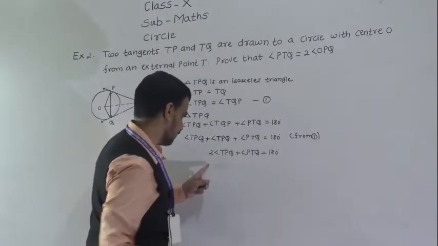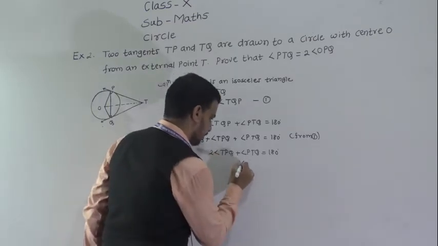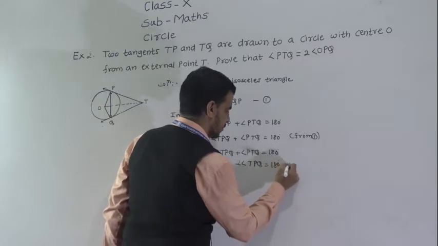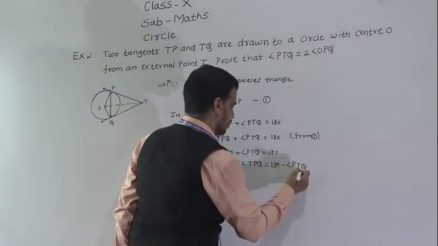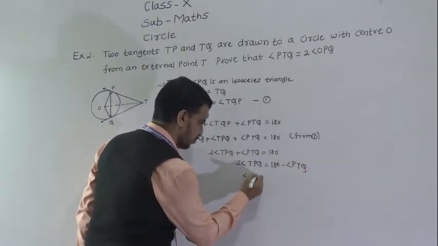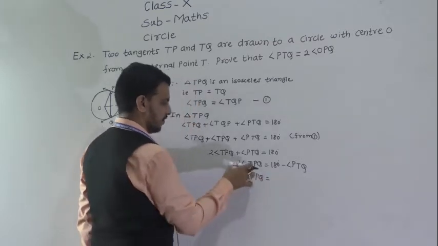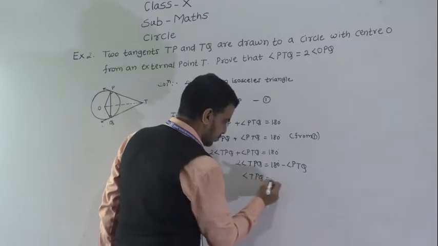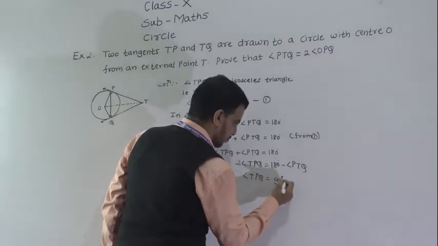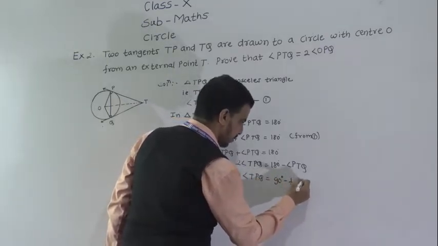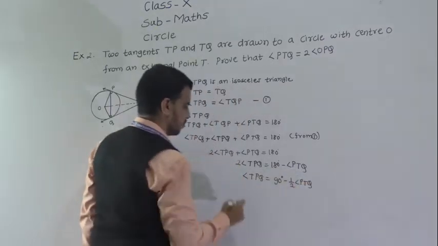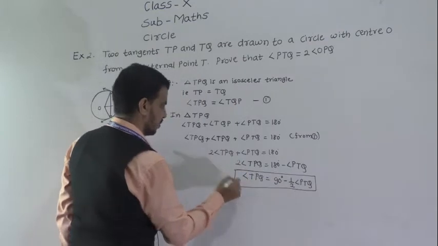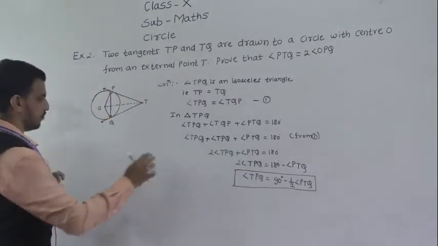If we find the value of angle TPQ, so 2 angle TPQ is equal to 180 degrees minus angle PTQ. Dividing each term by 2, we get angle TPQ is equal to 90 degrees minus half of angle PTQ. Now this value we have to use here. So how do we use this?